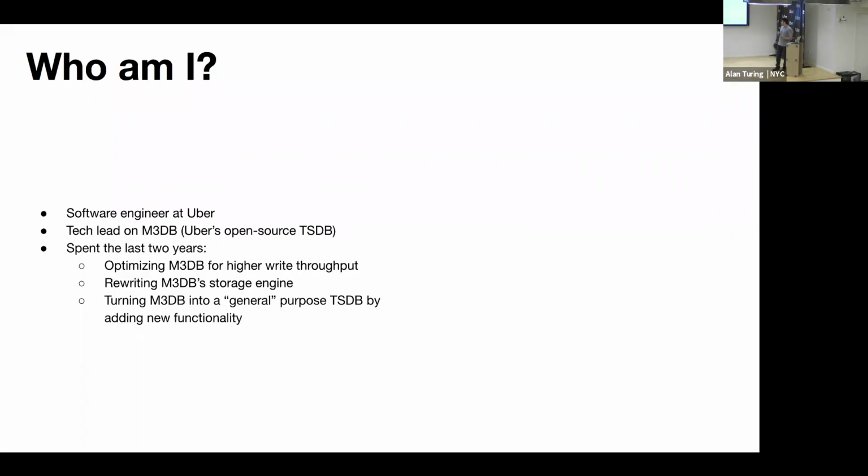I'm tech lead on M3DB, and I spent the last 2 years working on it, rewriting core parts of the storage engine, adding new features like complex types to make it a more general purpose time series DB, and generally trying to optimize it for higher write throughput, because we use M3DB to store all of Uber's internal metrics. So it's kind of the opposite use case of CockroachDB. We don't care about transactions at all. We just have this huge fire hose of data that we want to store and persist durably.